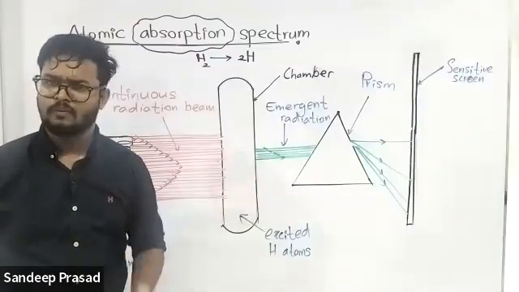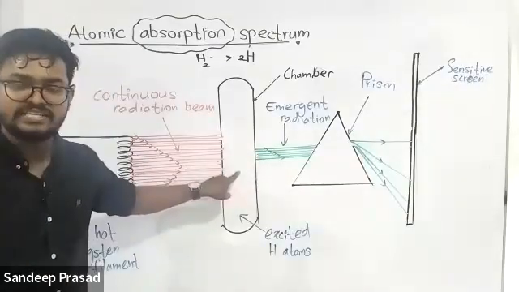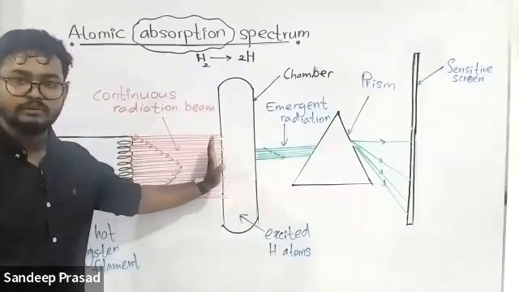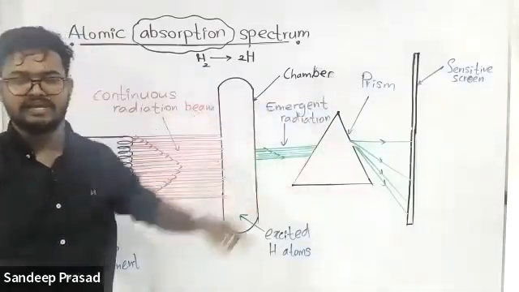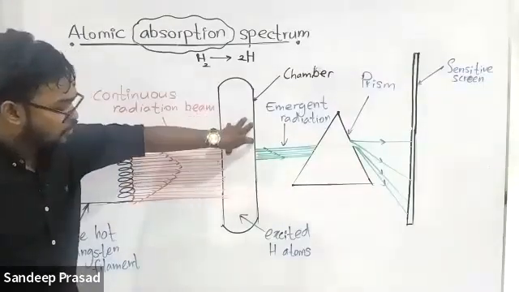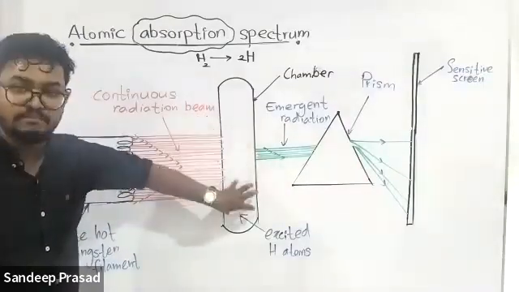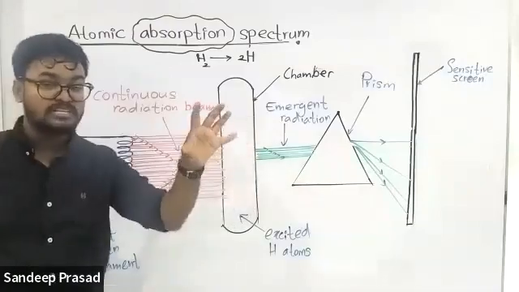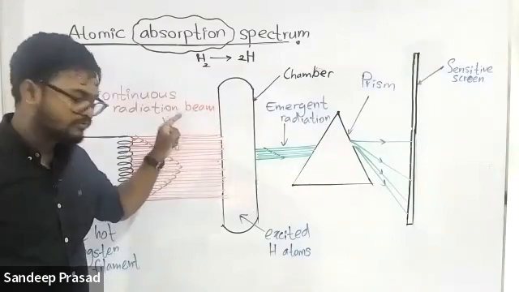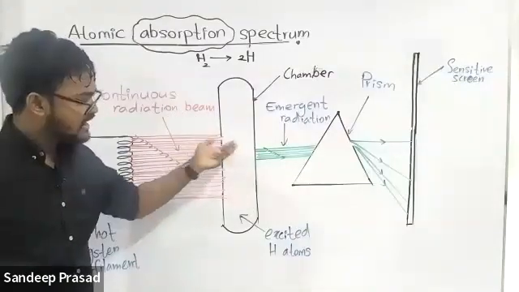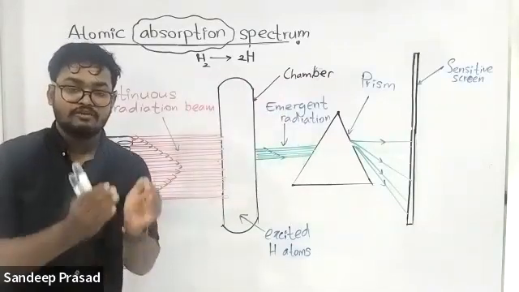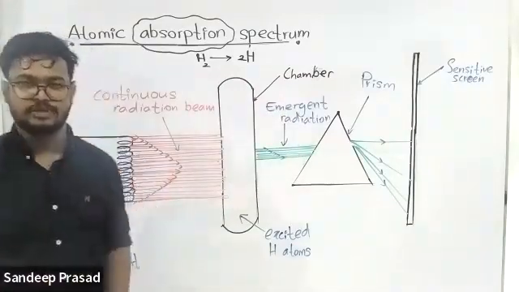Why? Some of the energy radiations are absorbed by the hydrogen atoms. The reason behind that is that most of the hydrogen atoms in the chamber are absorbing some of the radiations emitted from this white hot tungsten filament, and releasing the remaining energy radiations. Those are emergent radiations. We can see that as a discontinuous spectrum.